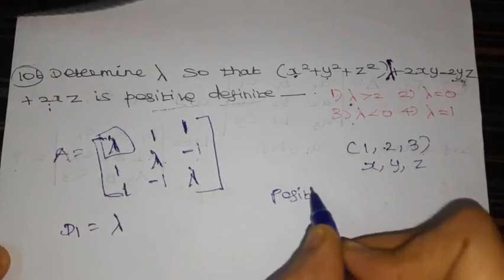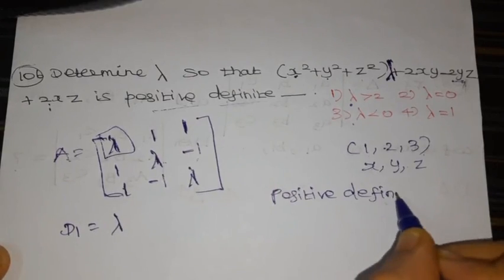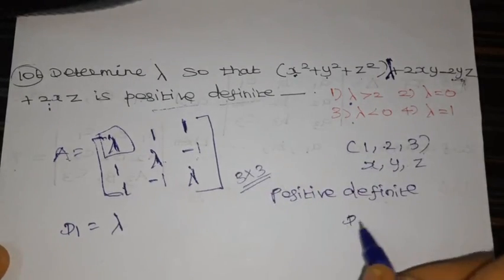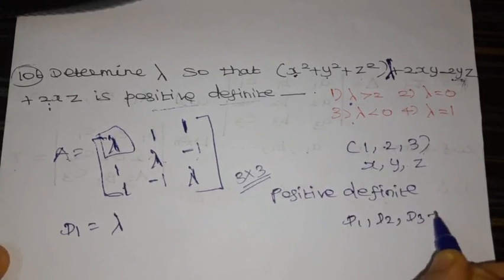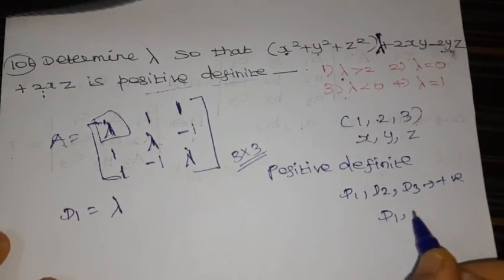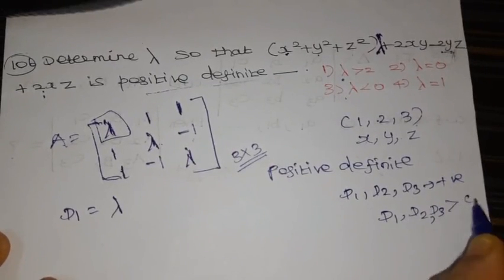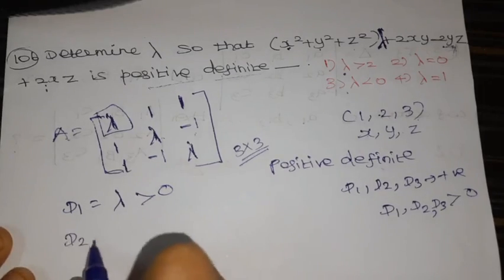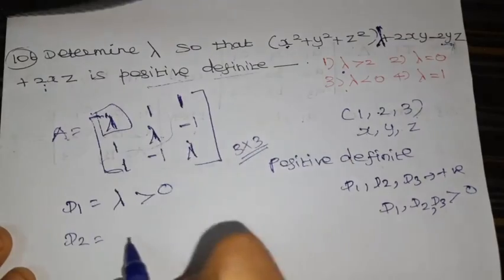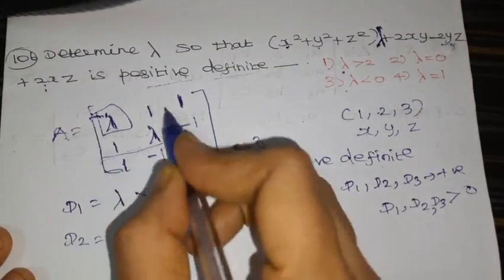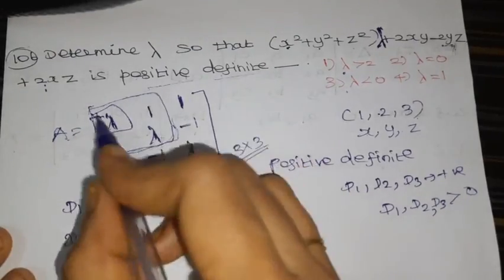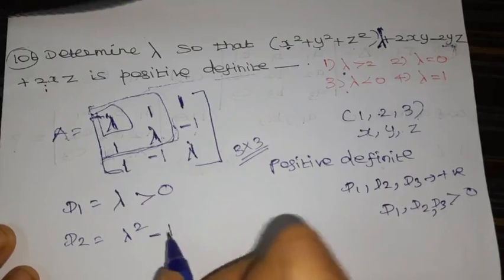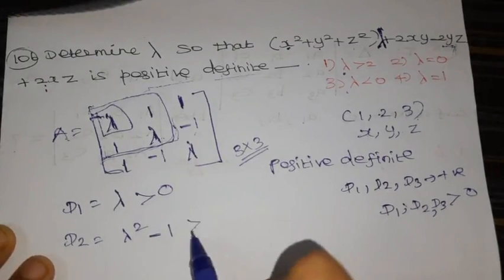Positive definite, what is the condition? All of d1, d2, d3, since this is a 3 cross 3 matrix, should be positive values. We can write d1, d2, d3 greater than 0. Then find the d2 value: lambda squared minus 1. I am not going to write it again, guys. Just find the determinant of this 2 cross 2 submatrix of the 3 cross 3 matrix, which is lambda squared minus 1. From the condition, d2 should be greater than 0.